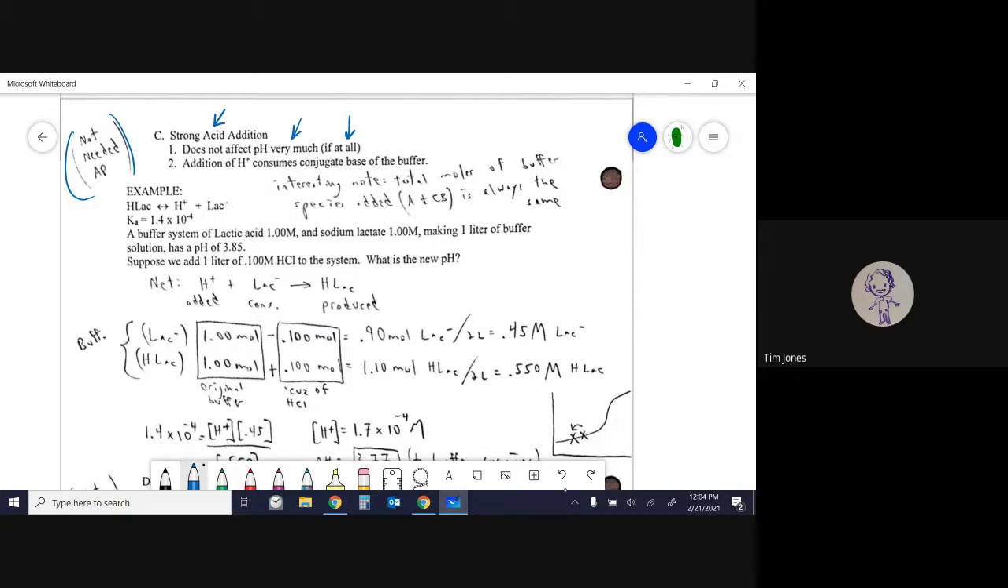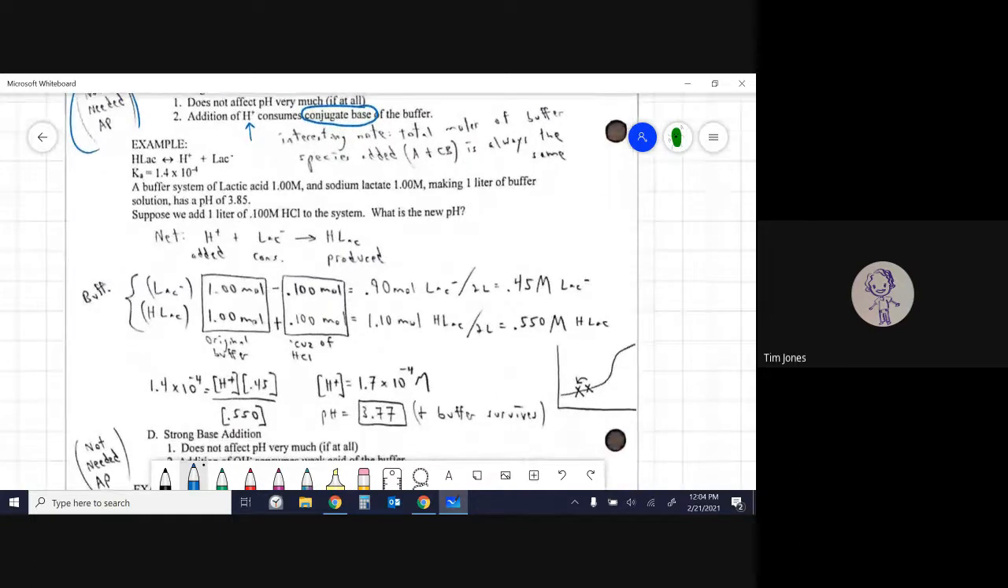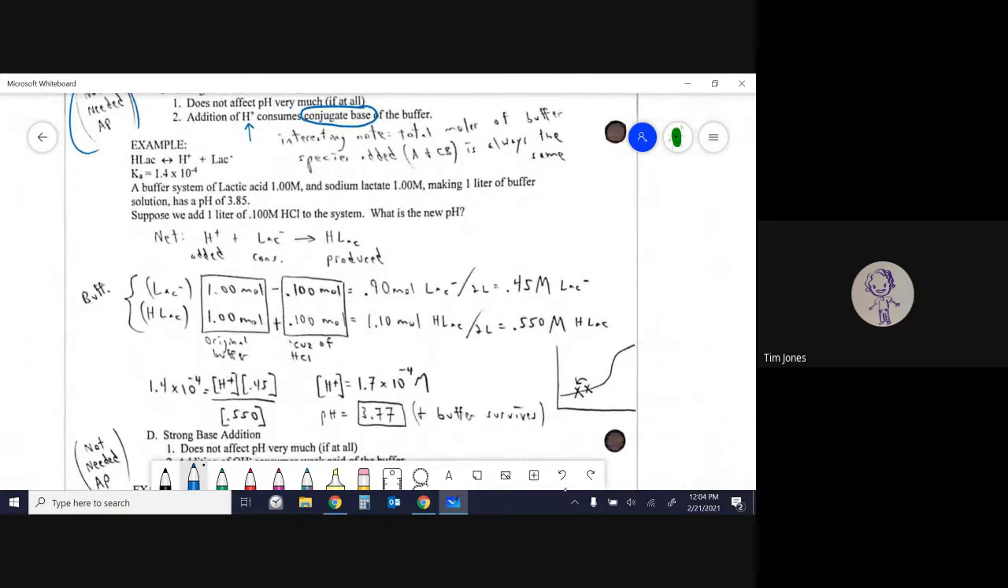There's a point at which you can ruin the buffer, and I will show again where that happens. So if you add a strong acid to a buffer, you have to think about, well, which of the 2 things in the buffer is going to react with it? Well, it's the base. The conjugate base is going to react with the strong acid being added, which of course is just H+. So let's take a look. Let's use this example now. We'll switch to a new one.